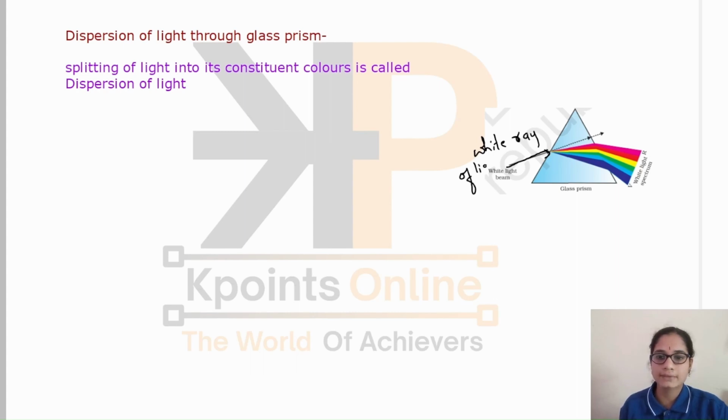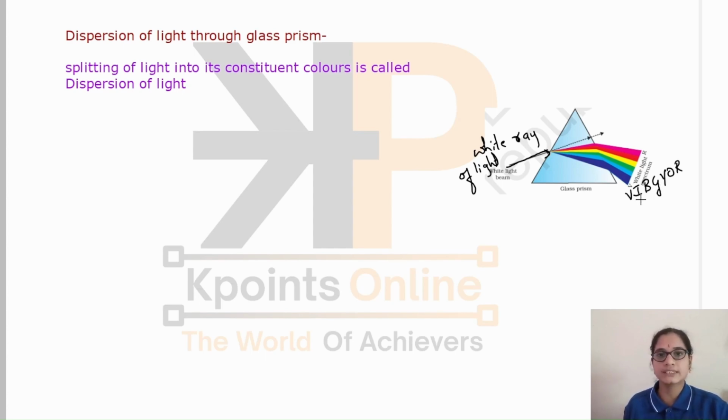When it is incident on the prism, it gets refracted and is split into 7 different colors, and these colors were found to be violet, indigo, blue, green, yellow, orange, red. And always the same sequence was followed. Red color was always obtained on the top and violet color was always obtained at the bottom. And this band of colors which is obtained is called a spectrum.